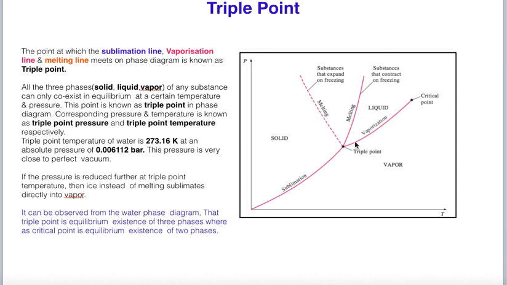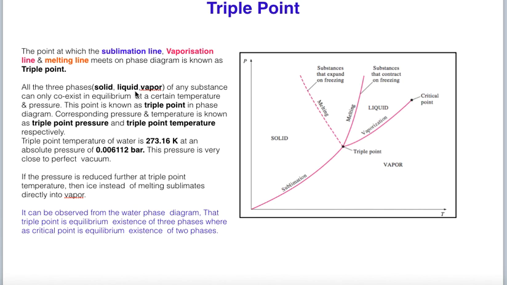So this is the point where solid, liquid and vapor can exist in equilibrium, whereas if we further increase the temperature and pressure, the point reached here is the critical point. This is the highest point where the two phases, liquid and vapor, can exist in equilibrium. This is the difference between the triple point and the critical point.